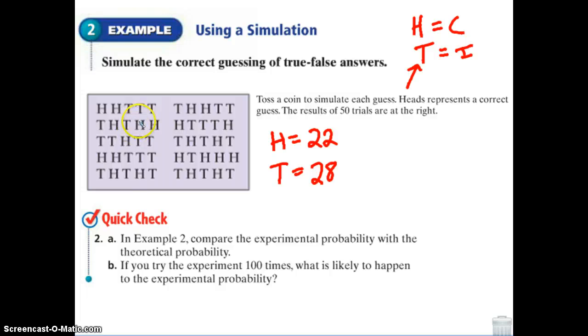Okay, so according to this simulation, if I had a test full of true and false questions and I guessed on all of them, you think, oh, it'd be 50-50, but that's incorrect. If you remember, heads is correct, tails is incorrect, that means you only got 22 out of the 50 correct.